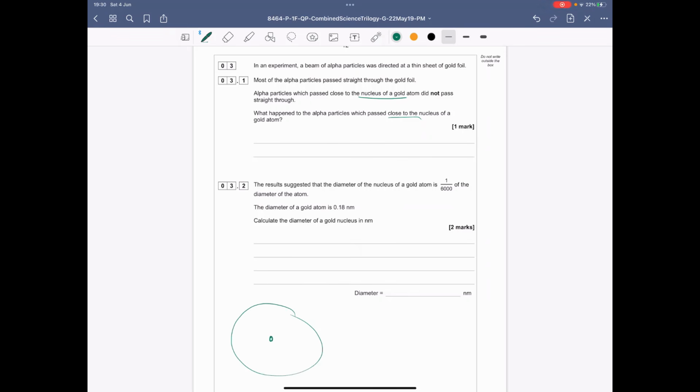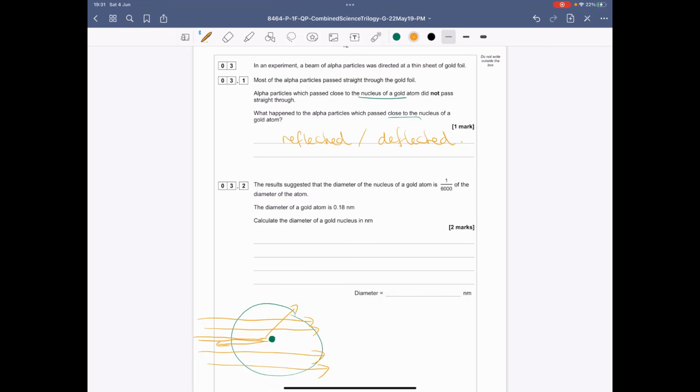So this is our atom, this is our nucleus in the middle. Now this was the experiment that Rutherford did. He fired alpha particles at a gold nucleus. Most of them passed straight through, but the ones that came close to the nucleus were either deflected, or if they hit it bang on, they would have then been reflected. So you could say either of those two words, reflected or deflected. That's all because all the mass is in the centre of the atom and the positive alpha particles repelled away from the positive nucleus.